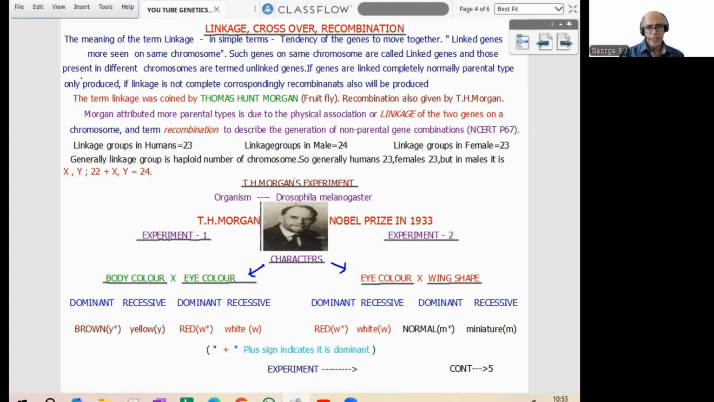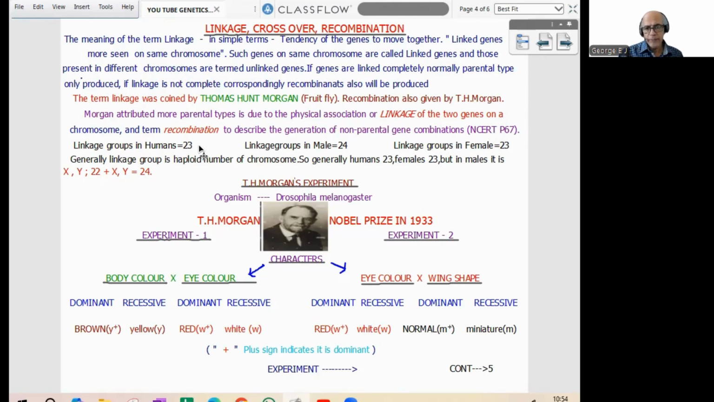I think that idea is clear. What is linkage? What is recombination? Generally speaking, when linkage is more, recombination is less. When recombination is more, linkage will be less. So now, another famous statement, linkage groups in humans. It is 23 linkage groups in male. It is 24 linkage groups in female. It is again 23. So what is the criteria? Normally, linkage is haploid number of chromosomes. That is the principle. So human beings, 46, so haploid will be 23. That is why in humans, it is 23.